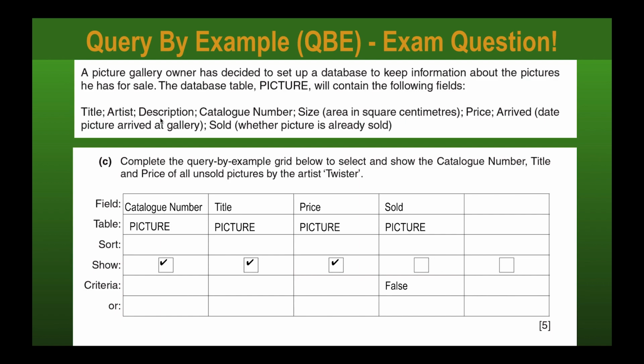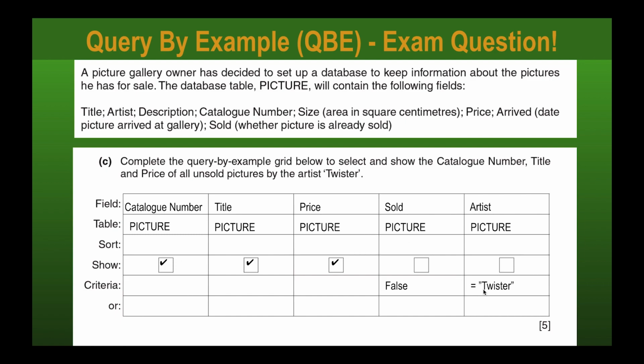So we need the artist for our next field, also from the picture table. We're not going to show it because it didn't ask us to, but it does ask for the criteria Twister. And look how they put nice apostrophes around here so that we know that that's a text field. And so if we're searching for a criteria on a text field, then we're going to use equals speech marks around the text data. Speech marks or apostrophes, completely fine, as you will also know from programming.